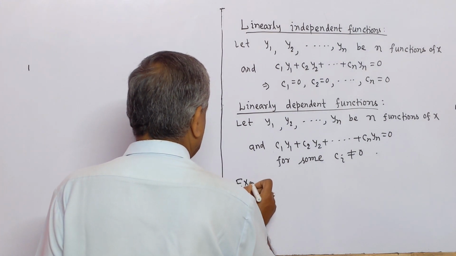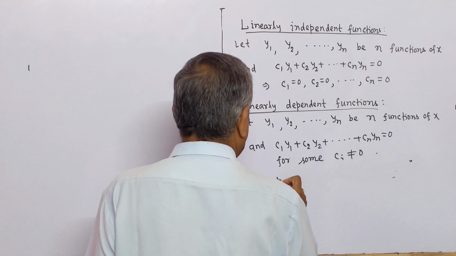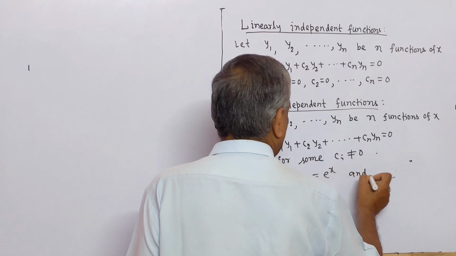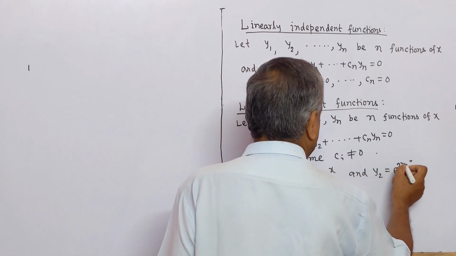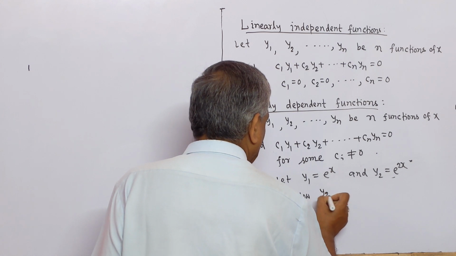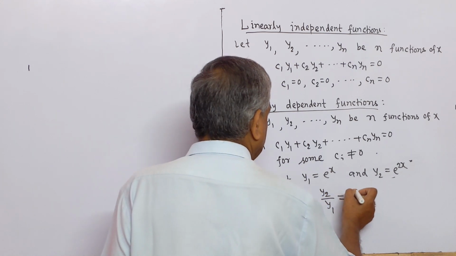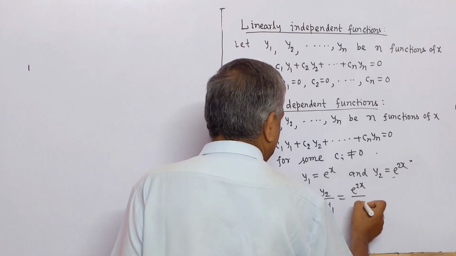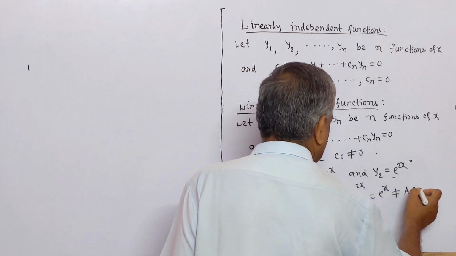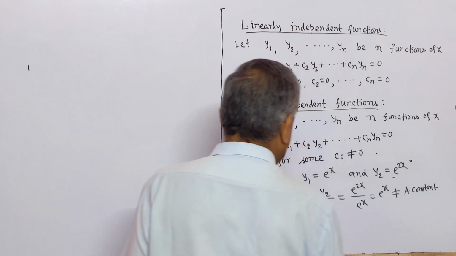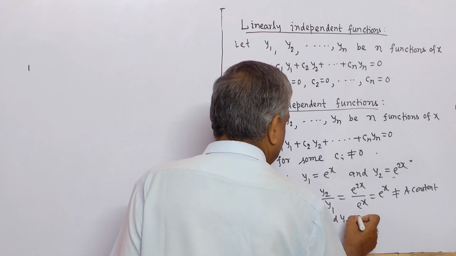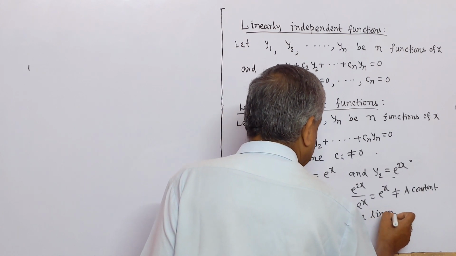Example 1. Let y1 equal to e to the power x and y2 equal to e to the power 2x. Now, y2 by y1 equal to e to the power 2x by e to the power x equal to e to the power x. This is not equal to a constant. Therefore, y1 and y2 are linearly independent functions.